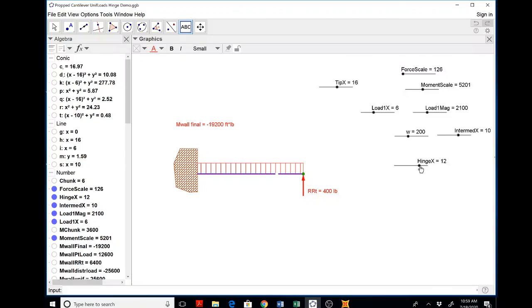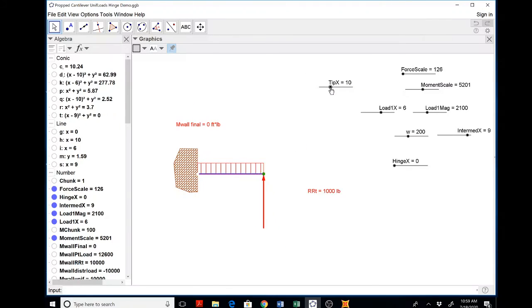It's variable for where I put the hinge, and if you imagine the hinge at 0, I'd have a beam 16 feet long with 200 pounds per foot. Let's just make it something simple here so we could do it in our head. 200 pounds a foot. That would be 2,000 pounds total. Half would be here, half would be here, because now we have a simple beam again, because I have a hinge at the wall. Isn't that amazing?